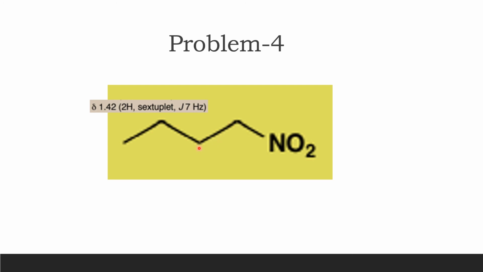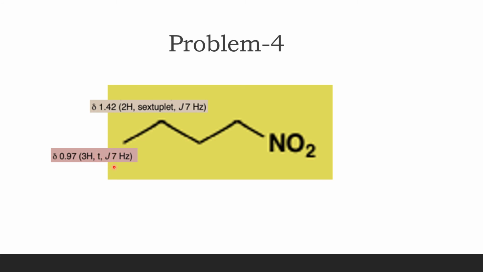And this CH2 has a different environment: CH3, CH2, and here CH2, NO2. So 4 values will come over here. First, the 3 hydrogens we need to take out, and here CH2 is there, so 2 hydrogen plus 1, triplet. Here, what is the value we will get? 0.97 for 3 hydrogen, and it becomes a triplet. And the coupling constant is 7.